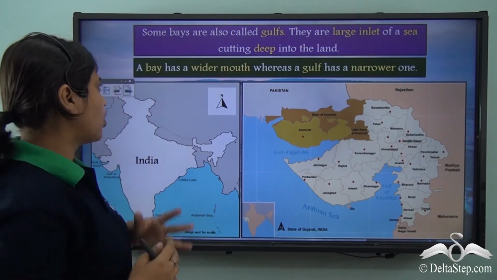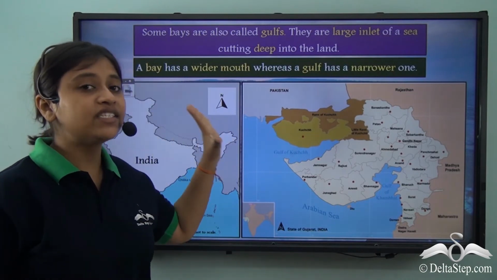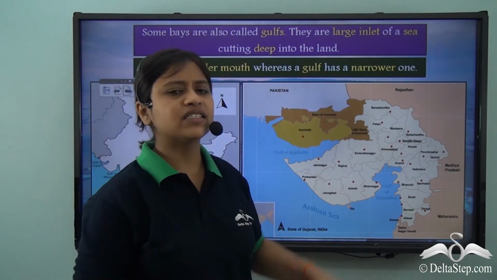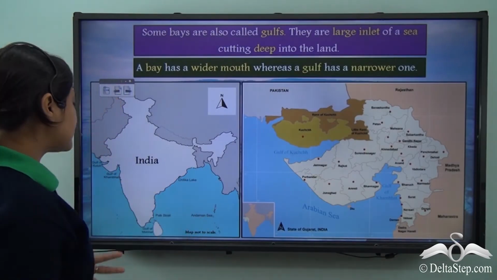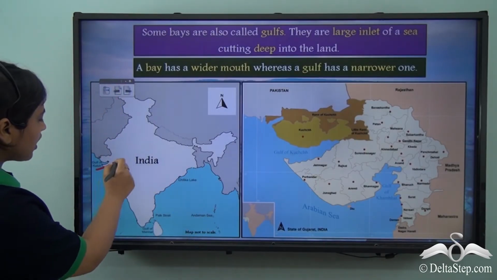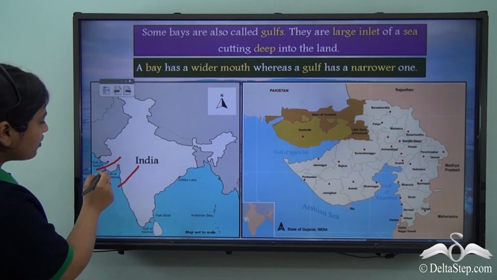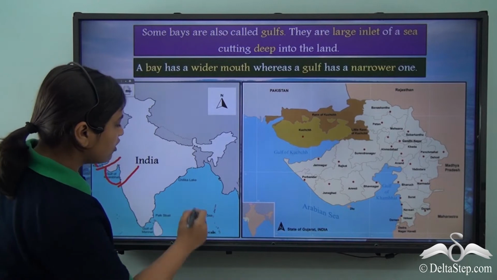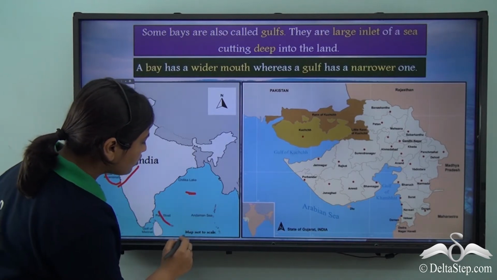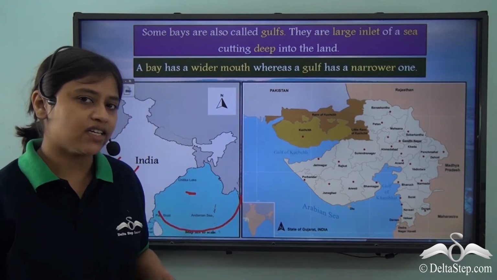Therefore, now we know that a bay has a wider mouth while a gulf has a narrower one. If you have a closer view, you'll understand that the Gulf of Kutch and the Gulf of Khambhat have a narrower mouth, while if we take a look at the Bay of Bengal, which is right here, the mouth is much wider, right?